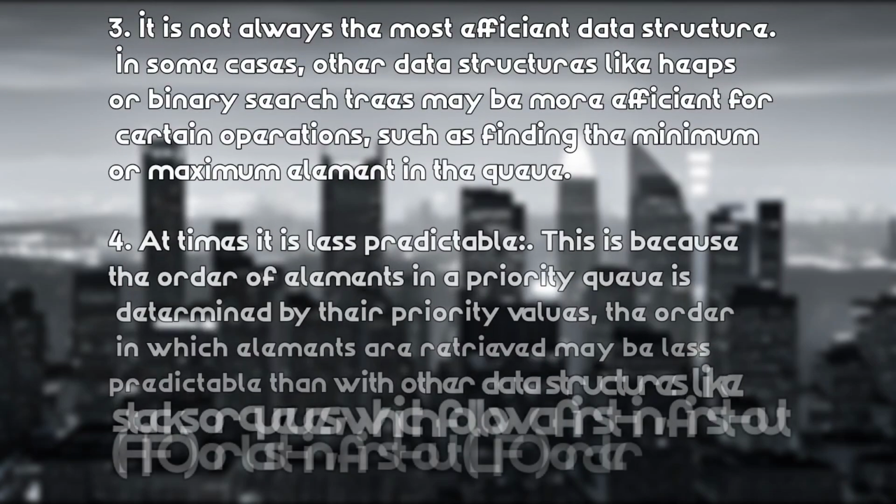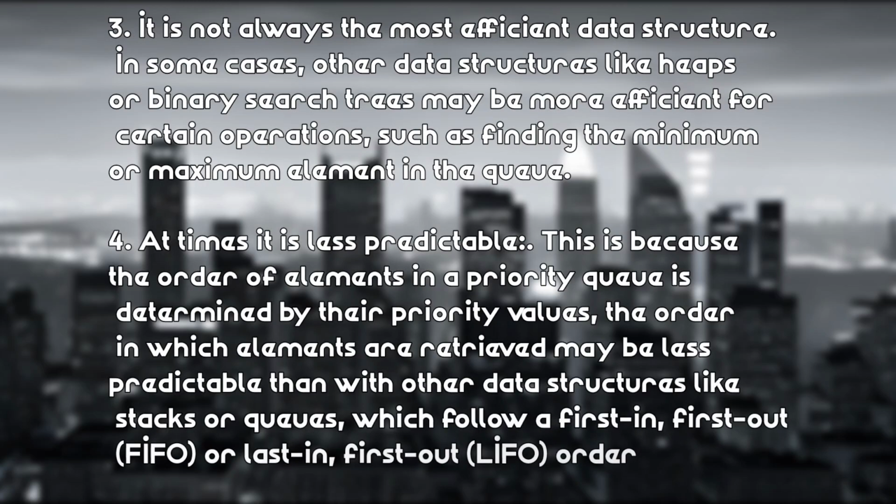3. It is not always the most efficient data structure. In some cases, other data structures like heaps or binary search trees may be more efficient for certain operations, such as finding the minimum or maximum element in the queue. 4. At times it is less predictable. This is because the order of elements in a priority queue is determined by their priority values. The order in which elements are retrieved may be less predictable than with other data structures like stacks or queues, which follow a first in, first out (FIFO) or last in, first out (LIFO) order.